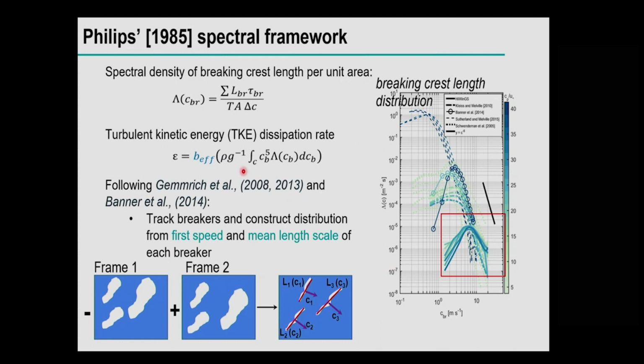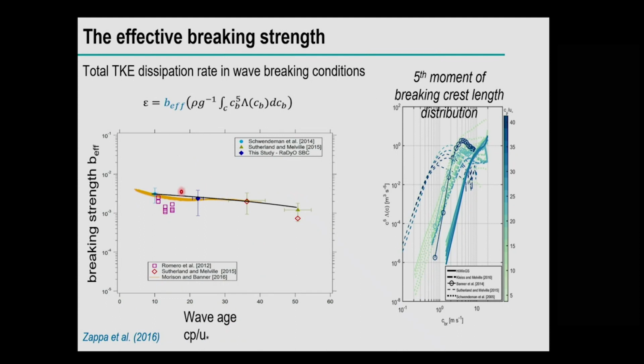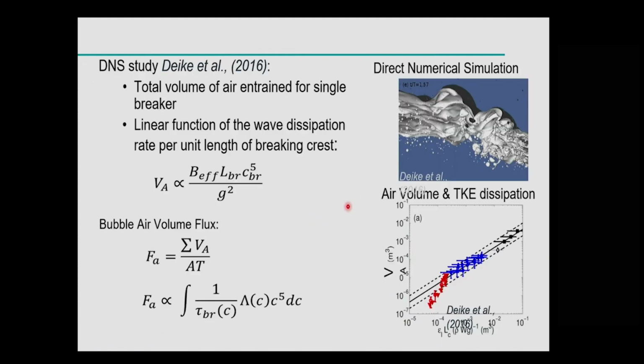However, to link the fifth moment of these breaking crest length distributions to the TKE dissipation rate, you still need a breaking strength coefficient, for which there are different approaches. In a group with Zappa, we worked on trying to parameterize an effective breaking parameter as a function of the wave age. So this is what I've used to then compute the TKE dissipation rate.